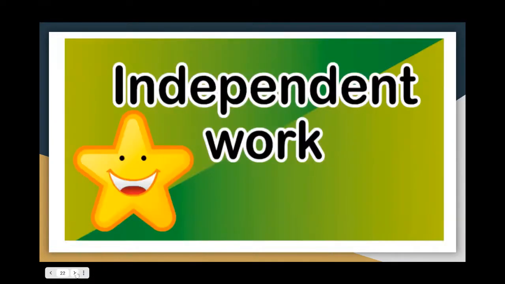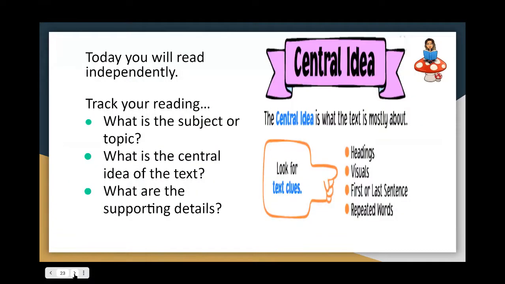So now it's time for your independent work, boys and girls. We practiced finding central ideas together. Now it's time for you to go ahead independently and apply the same strategy we just learned about finding central idea to your independent work. Today, for your independent work, you will be reading independently. You will track your reading. You will try to figure out what is the subject or topic, what is the central idea of the text, and what are the supporting details in your text. You can use this chart as a reference to help you.